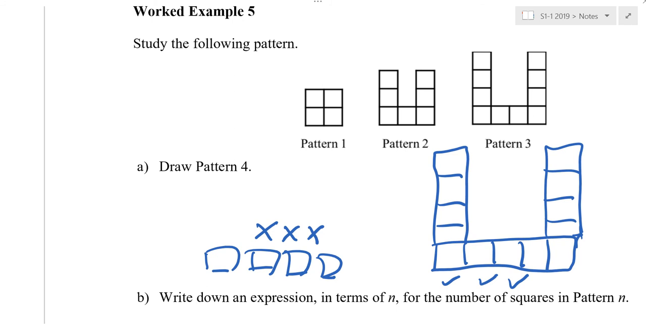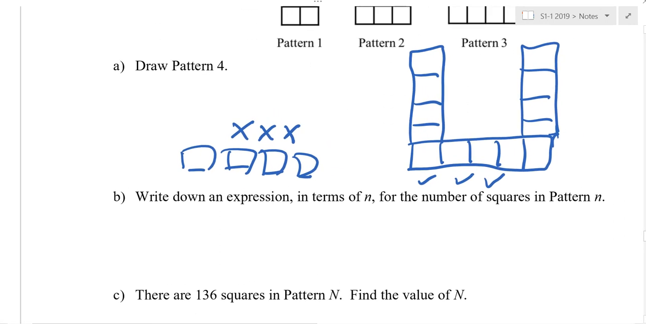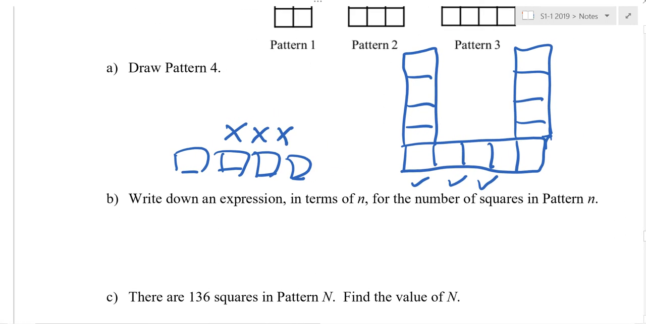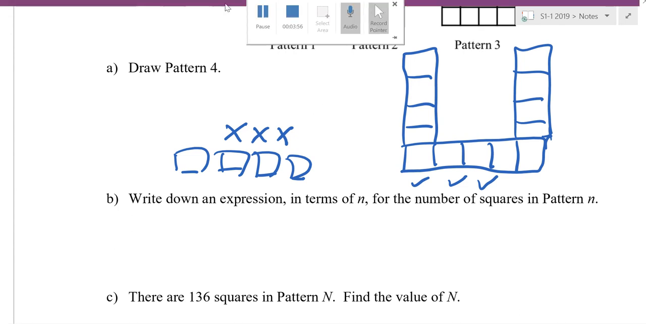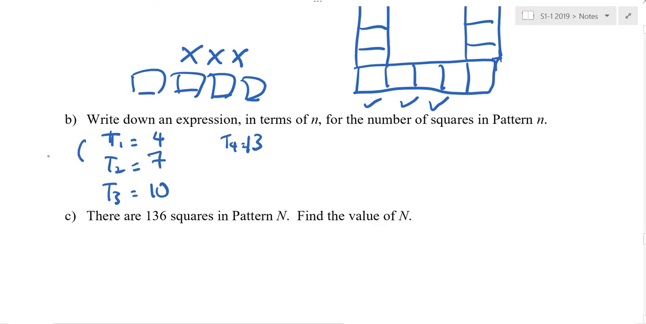Anyone need me to freeze the screen? No. Now, write the expression for the number of squares. Can I pause the video and let you try for 1 minute? Is there a common difference? Yeah. So what's the common difference? Plus 3. Right, that's a common difference. So D is equal to 3.